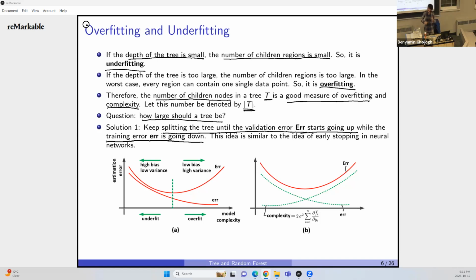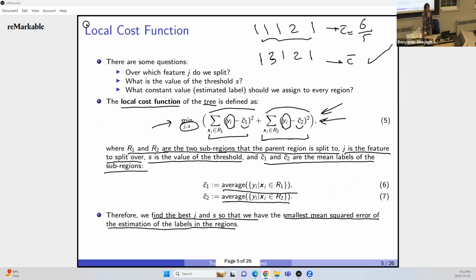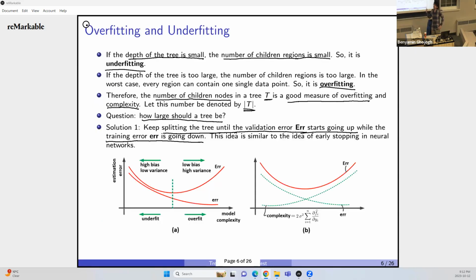The training error goes down. Do you remember this mean squared error? The mean squared error of the labels for training goes down because I'm finding the J and S based on the training data. But I'm not finding them based on the validation data. When the validation error starts going up, it means that I'm starting to overfit. Recall the regularization lecture that we had several sessions ago, right? Then we can stop.